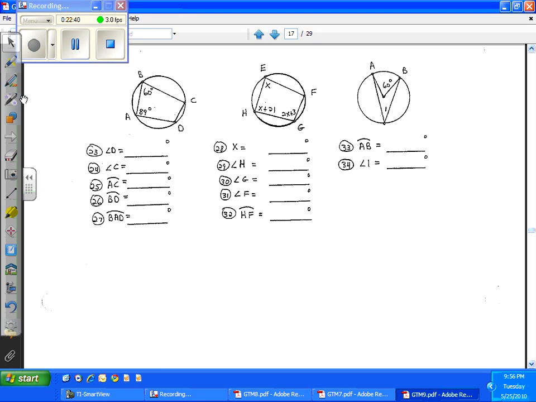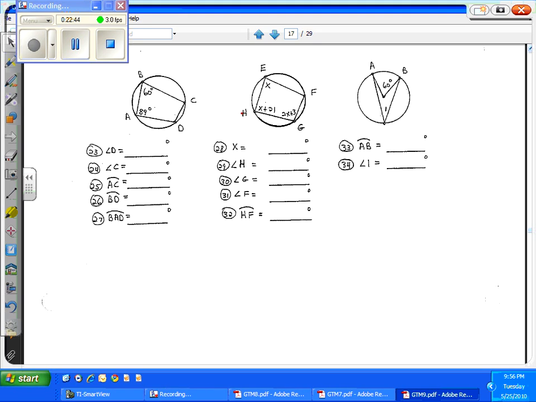How could we find x? Well, we know that if a quadrilateral is inscribed in a circle, then opposite angles are supplementary. So angle E is supplementary to angle G. Supplementary angles are two angles whose measures have the sum of 180. So angle E, which is x degrees, plus angle G, which is 2x plus 3 degrees, must be equal to 180 degrees, if a quadrilateral is inscribed in a circle, then opposite angles are supplementary.